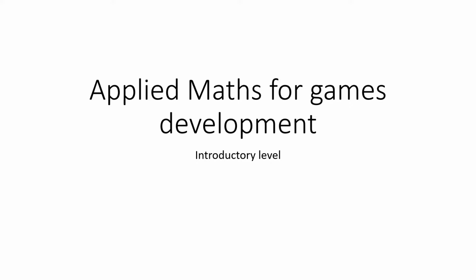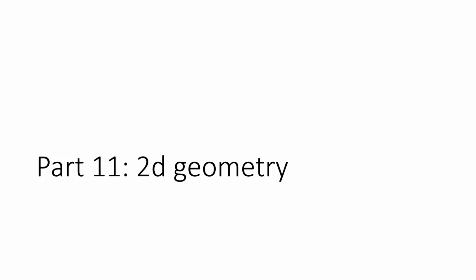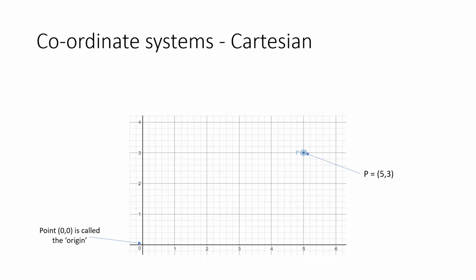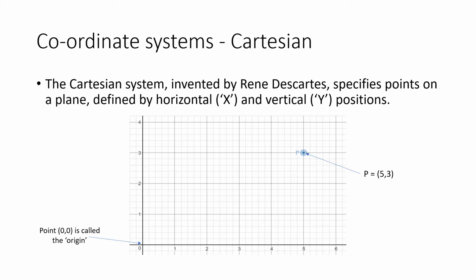Okay, part 11 of Applied Maths for Game Development, and we're starting to get into the good stuff now, 2D geometry, and that's based on the Cartesian system invented by René Descartes. Sorry, I nearly pronounced it wrong there. This specifies points on a plane defined by horizontal and vertical positions, also called x and y axes, and it starts from point 0, 0, which is the origin. So if we specify point 5, 3, it takes us up to there.